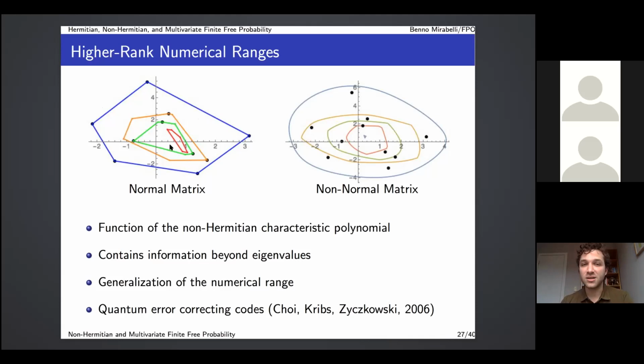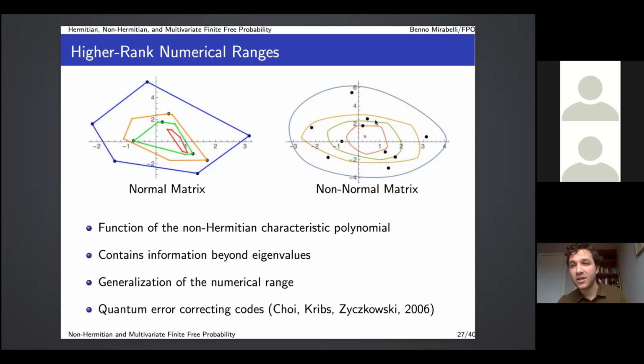So the matrix that we're representing on the left is unitarily similar to a diagonal matrix, which means that its eigenvalues give you all the unitarily invariant information you want. And you can kind of tell that the higher rank numerical ranges are just functions of these eigenvalues. But on the right, this corresponds to a matrix that is not unitarily similar to a diagonal matrix. And therefore, the higher rank numerical ranges actually have more information beyond just what their eigenvalues represent.